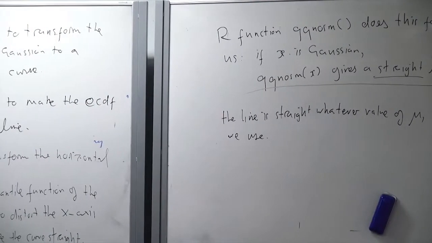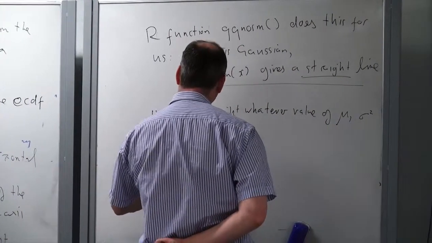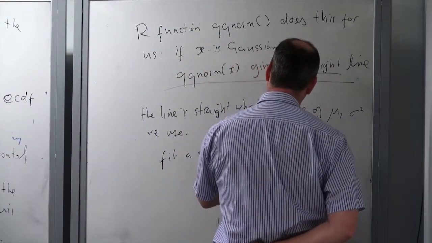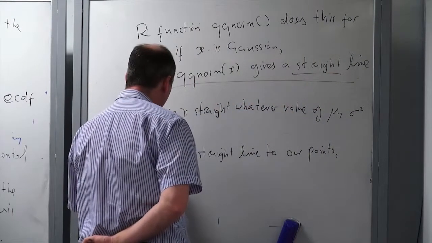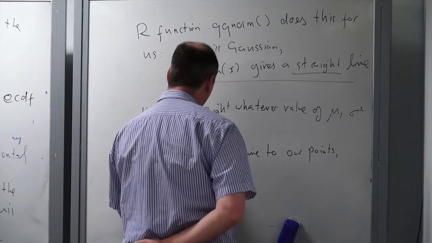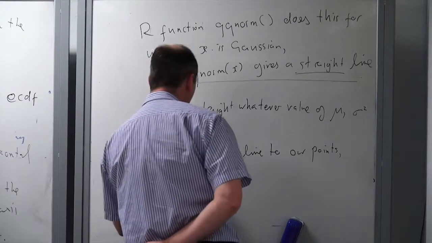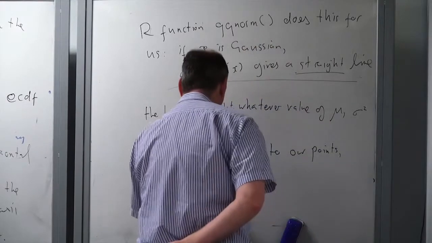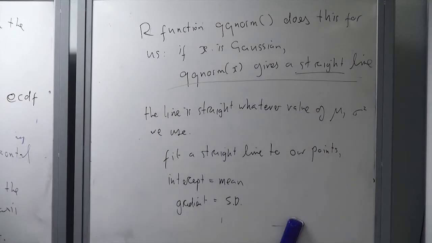It turns out, and it's kind of obvious when you think about it, but I don't want to labour the point, that if we fit a straight line to our points, then the intercept equals the mean, and the gradient equals the, is it the standard deviation or the variance? I think it's the standard deviation. I always get confused. A monkey would remember it right half the time, and I get it wrong.